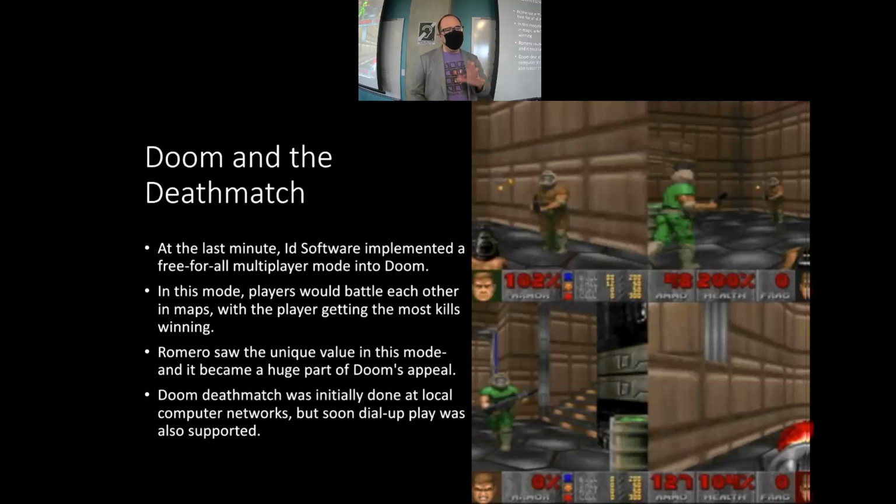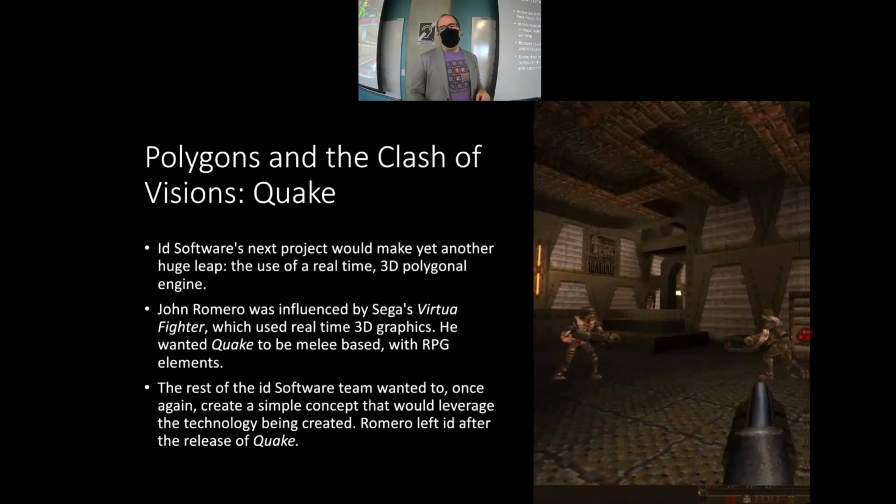We can see that actually pretty clearly just in these screenshots, right? If I go back, this is what Doom looks like, obviously, and now here is a screenshot from Quake. And so these real-time 3D polygonal engines were starting to become a thing at this time. And John Romero actually was influenced by Virtua Fighter. Remember, we talked about that in the 32-bit lecture.